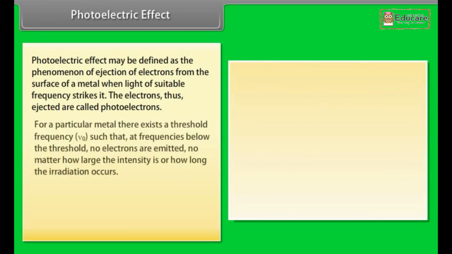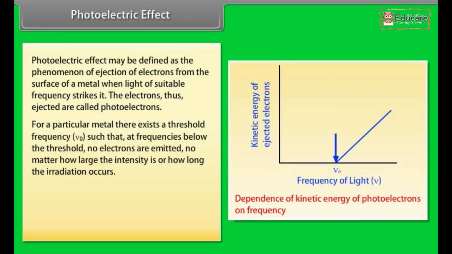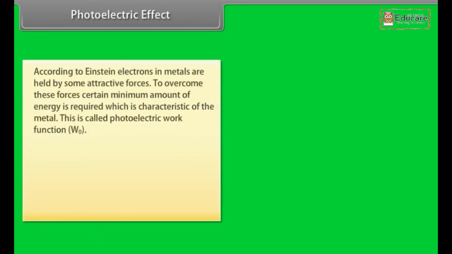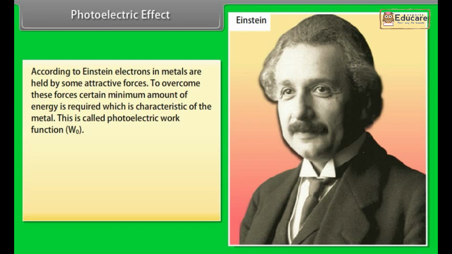For a particular metal, there exists a threshold frequency nu naught, such that at frequencies below the threshold, no electrons are emitted, no matter how large the intensity is or how long the radiation occurs. The number of photoelectrons emitted per second is directly proportional to the intensity of the incident radiation but does not depend upon its frequency. According to Einstein, electrons in metals are held by some attractive forces.